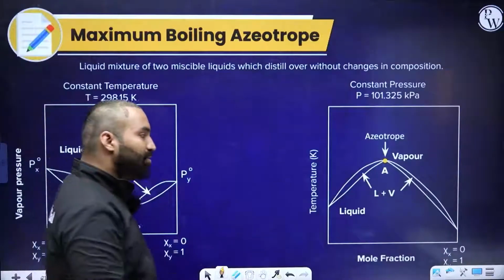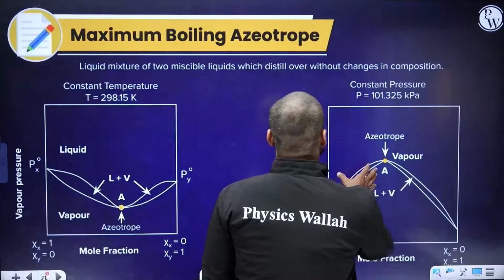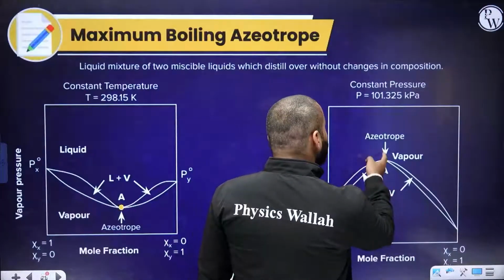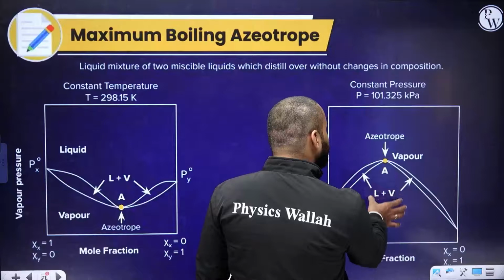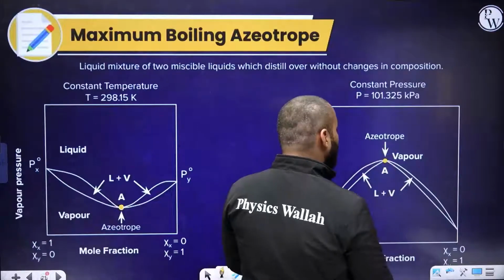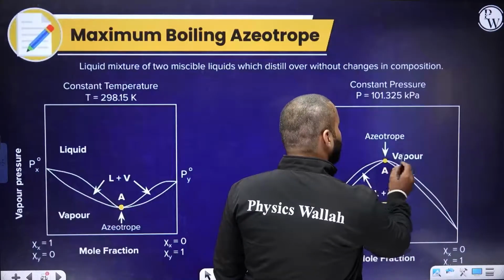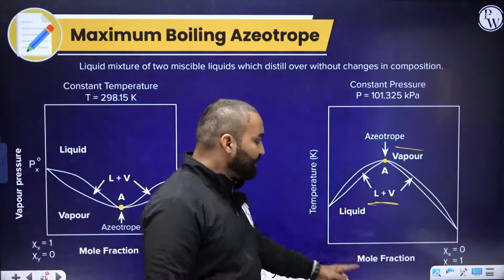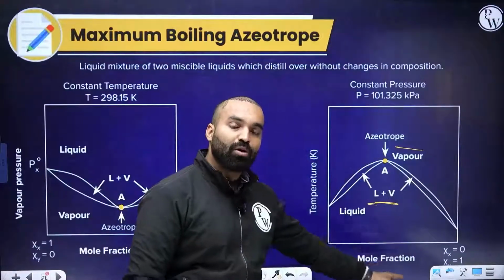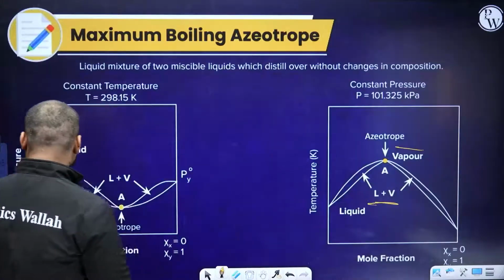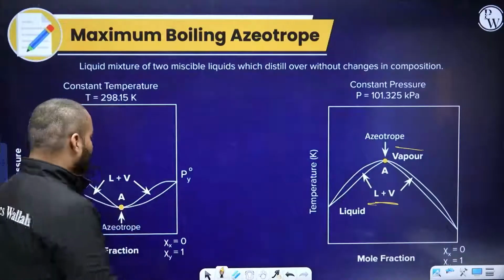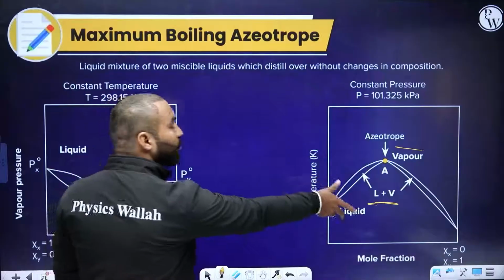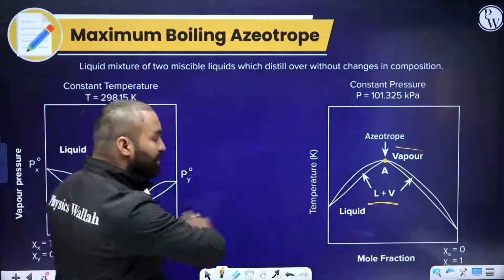You will never ever be able to separate them. This becomes your another component where azeotrope has formed. Here, these two compositions in the liquid as well as in the vapor phase, they both will be the same. Be careful, this is temperature to mole fraction graph. This is also vapor pressure to mole fraction graph. The image is exactly mirror image of it.